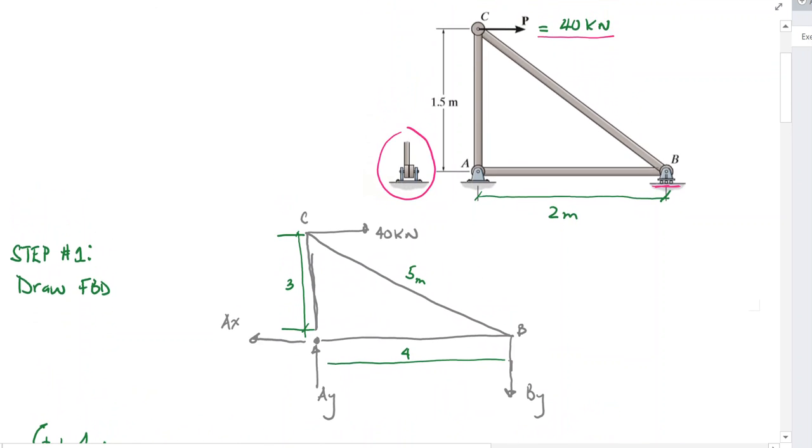Just looking at this problem, the first thing that came to mind is, since I have a pin and a roller, let me find my support reactions. In drawing my free body diagram, I have my support reactions AY and AX. And why does B have only one support reaction? Roller, exactly. One thing I also did was multiply the distances, 2 meters and 1.5 meters, by 2 to make things easier.